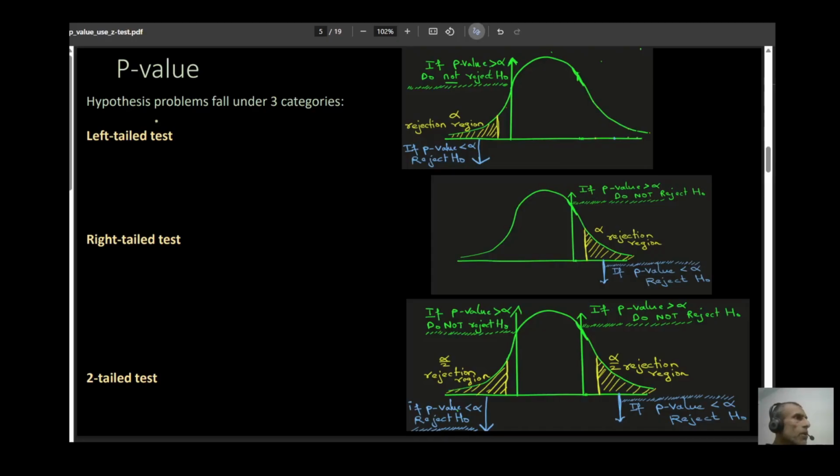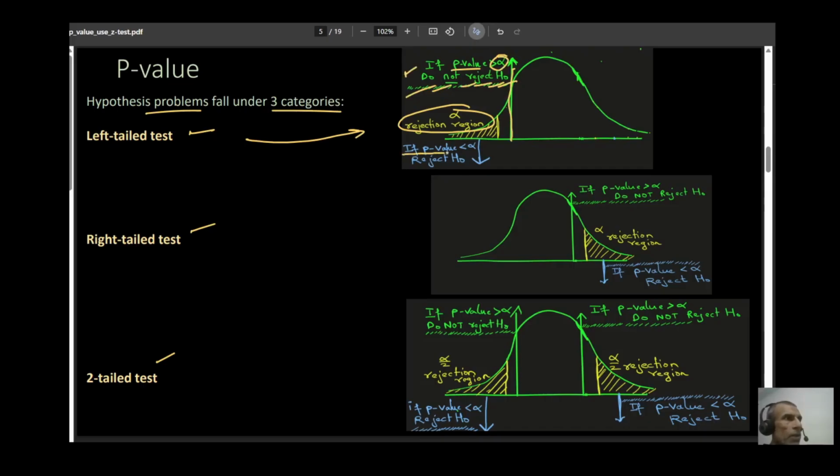So your hypothesis problems fall under three categories. You have left tail test, right tail test, and two tail test. In your left tail test, you find your rejection region first. Then you calculate your p-value. If your p-value is more than alpha, let's say your p-value falls in this region right here, then do not reject your H0. If your p-value is less than alpha, in that case, you reject your H0 because your p-value will fall in this region right here. It's smaller than that.